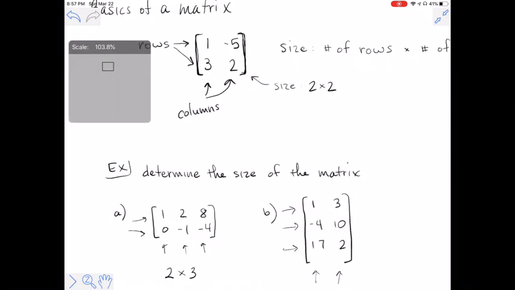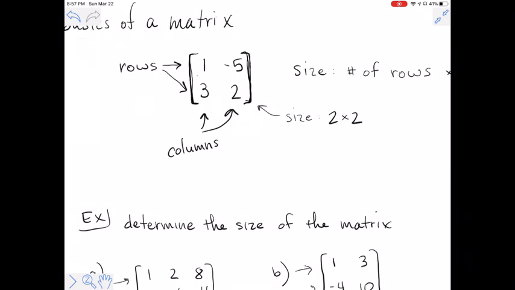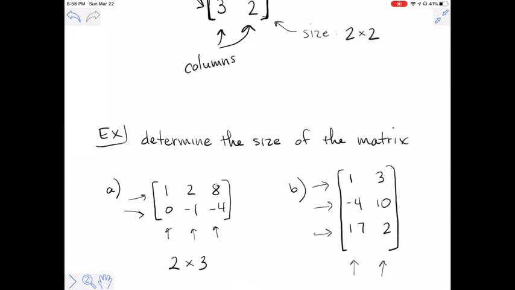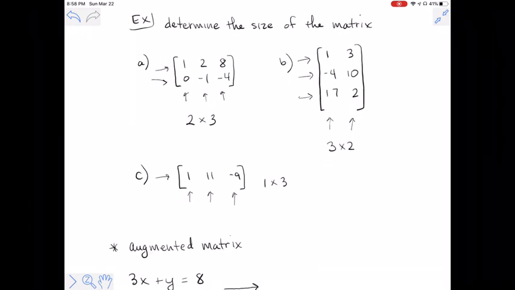Oh, one last thing before we move on. An individual number inside of a matrix is called an entry. So this entry right here, for example, the location of an entry is given by its row and column. So this entry is in row 1, column 2. So that's called the entry 1, 2, because it's in row 1, column 2. Anyway, let's move on.